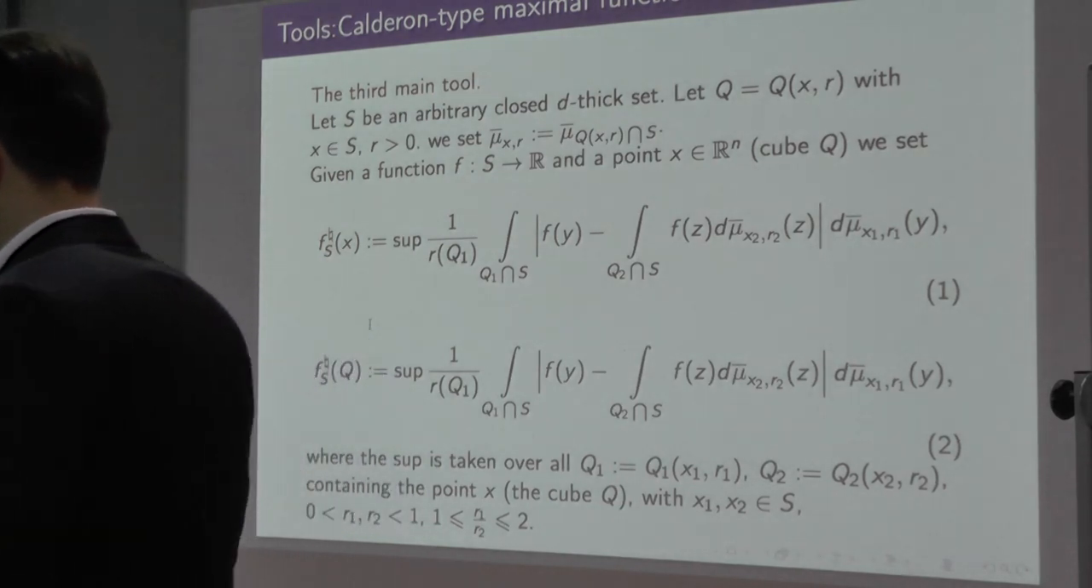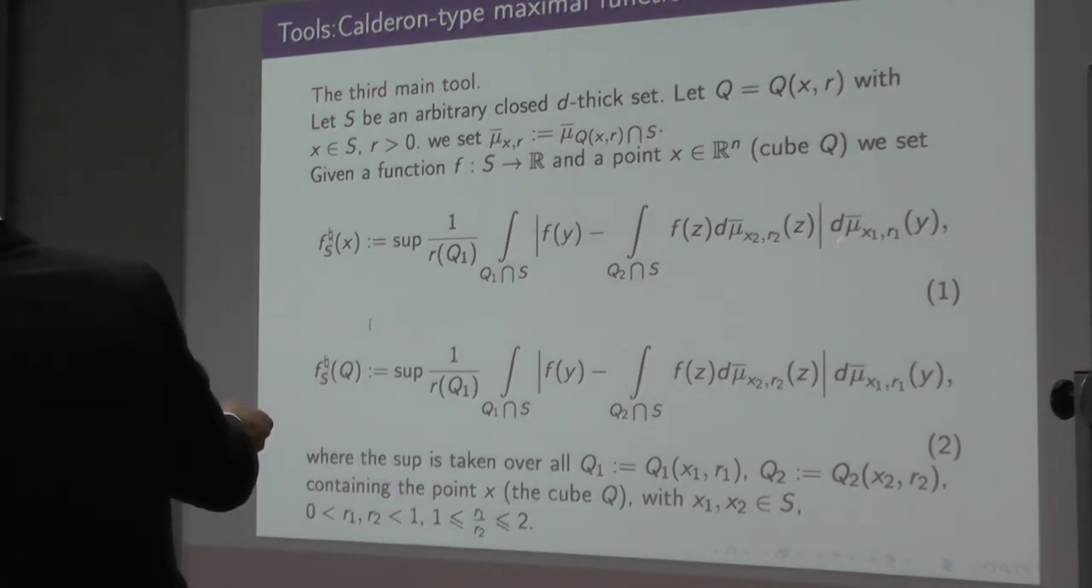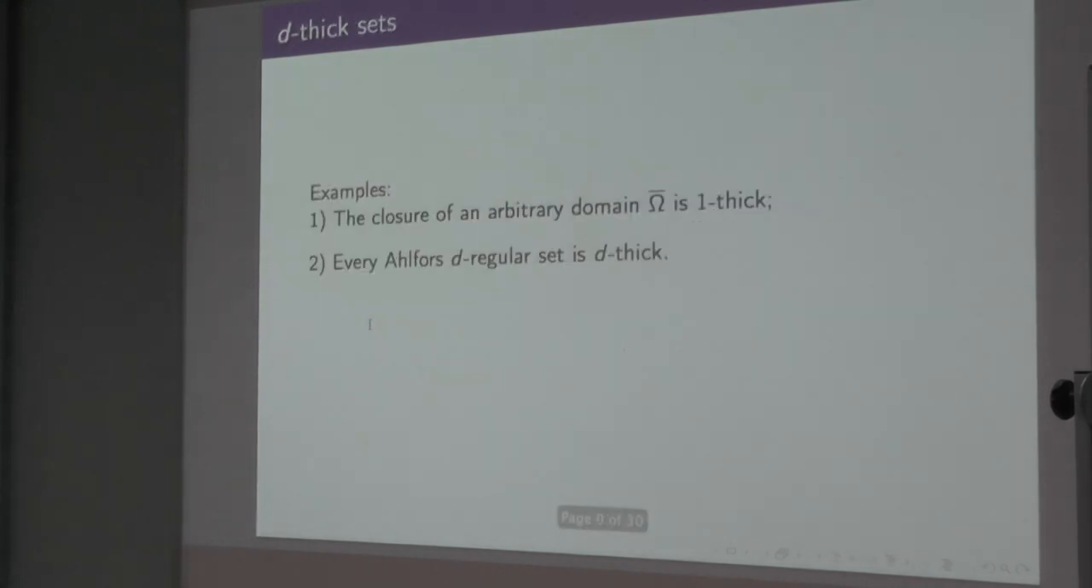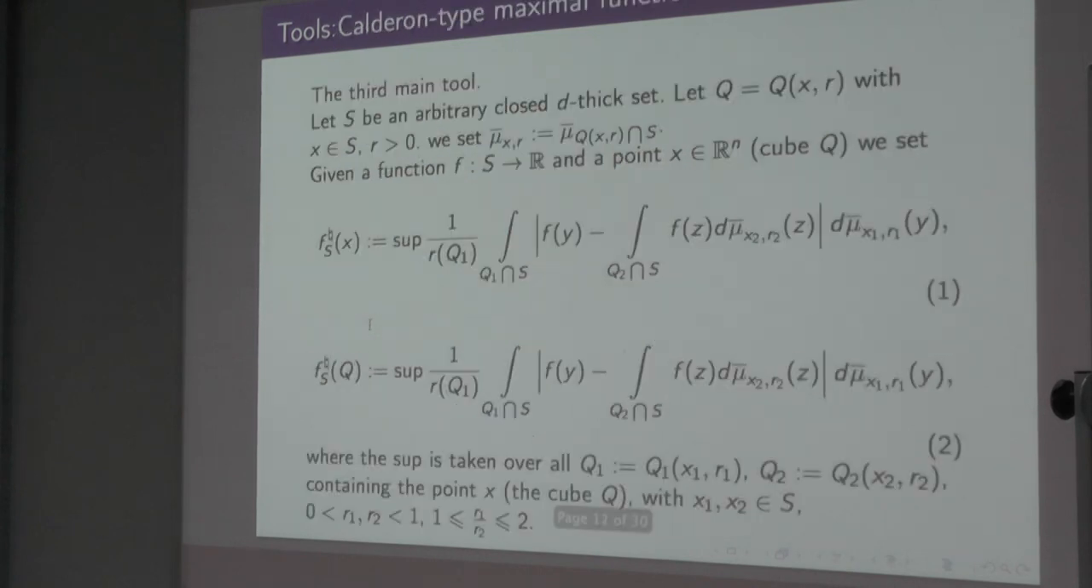But I would like to draw your attention that we have different measures here and here. It's a Frostman-type probability measure. So we use this theorem, the Frostman theorem, to construct a probability measure with this property and this property. And after that, we introduce this maximal function.